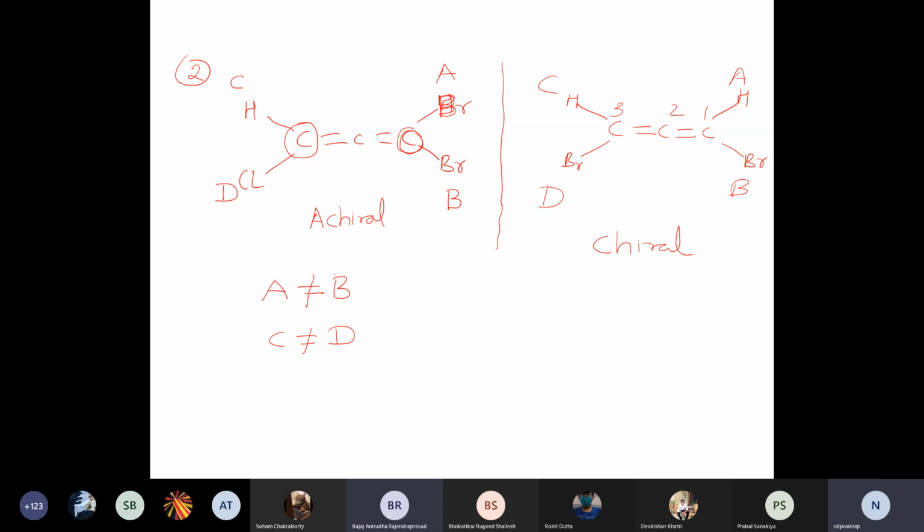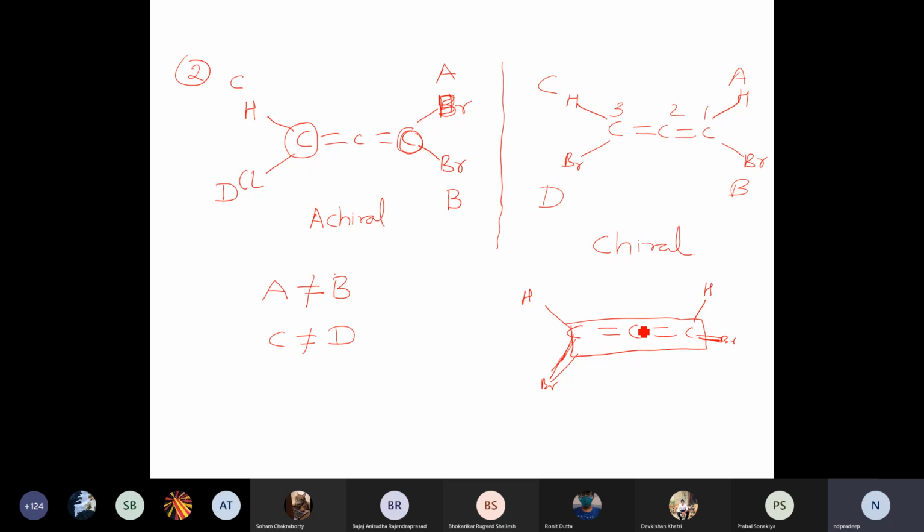Sir, I have a doubt in this chiral molecule. Though A and C are the same and B and D are the same, how can we say that it is chiral? This is what happens if I draw it properly. If I draw a plane like this, this whole part will be a different plane. Maybe my drawing is bad here.